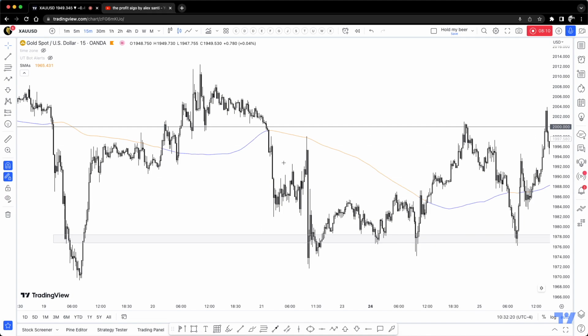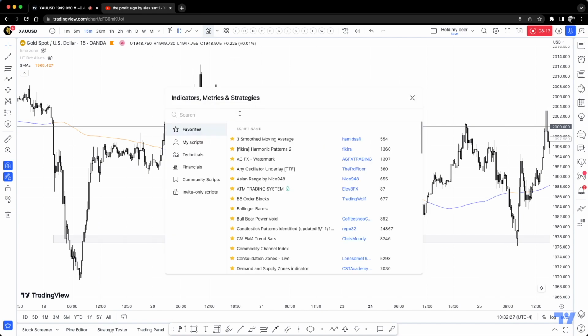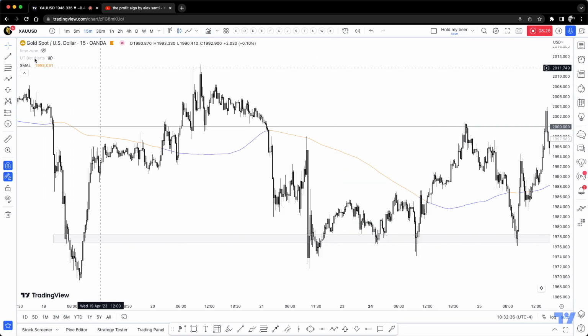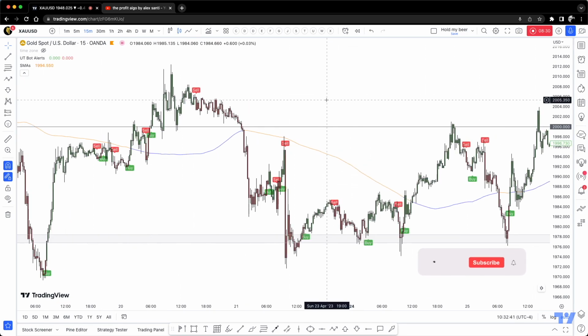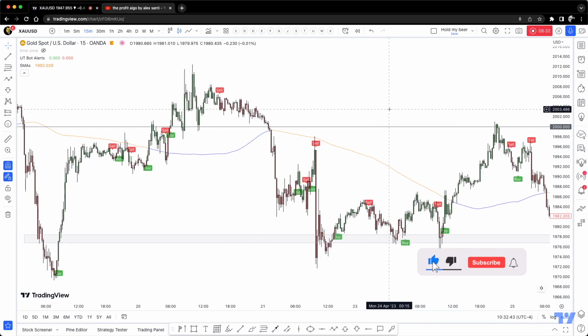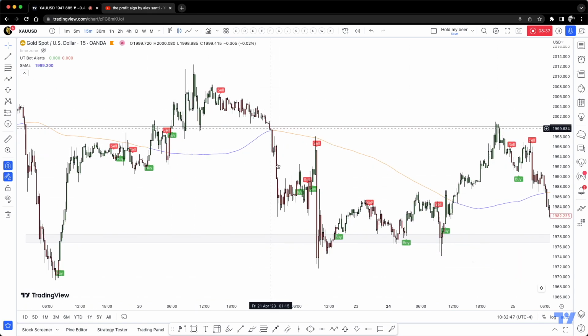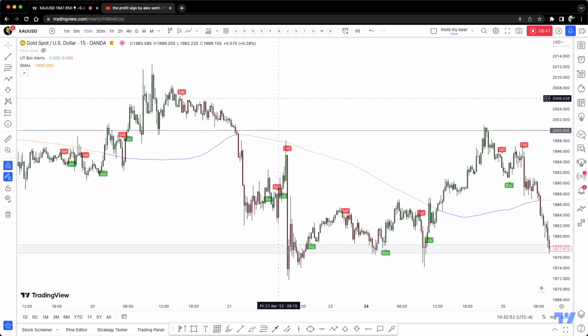I actually have an indicator here for you, which is called UT Bot Alerts. Again, simple. You go here on indicators, you type in UT bot, and this one is the actual creator. Now what it does is, let me activate it, and there we go. So it's basically a similar thing. It changes the color of the candles when it is below or when it is above, and it also gives sell signals.